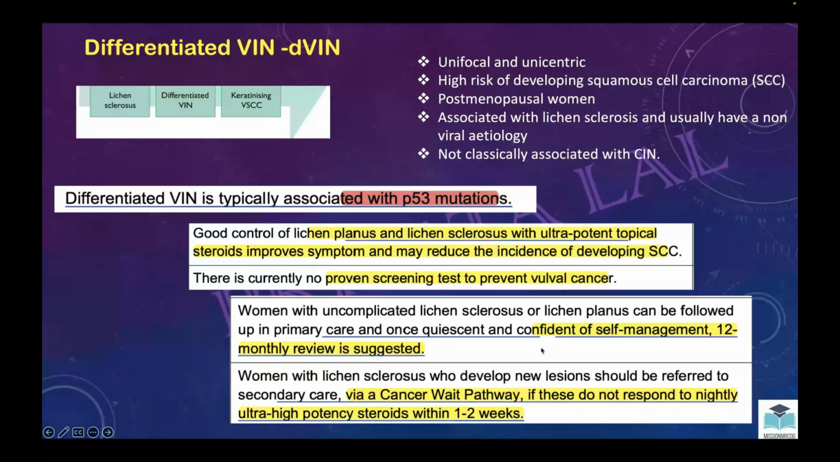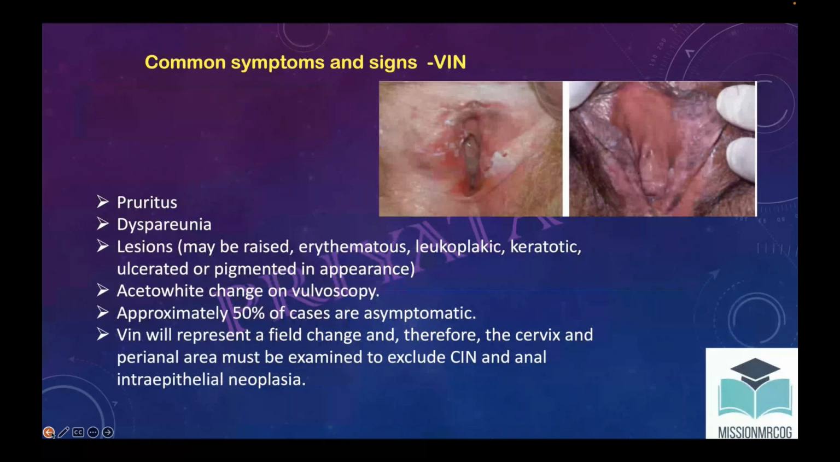But if they have got any new lesions, then they would be referred to secondary care by the cancer wait pathway, if there is possibility of cancer, or if the patient is not improving with the ultra potent steroids that we usually offer them, the ultra potent clobetasol steroid. So this is from your BGCS guideline. This is the different pathway of developing vulval squamous cell carcinoma. This is DVIN. So is it clear, people, about the pathway for UVIN and DVIN? Any question till now?